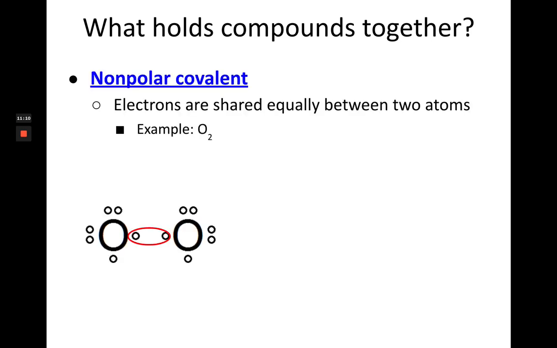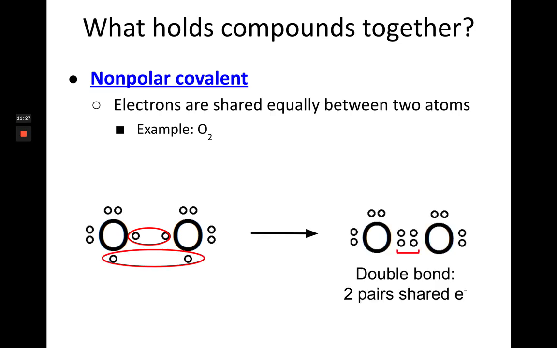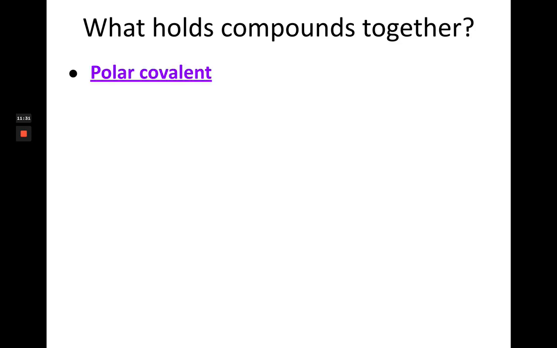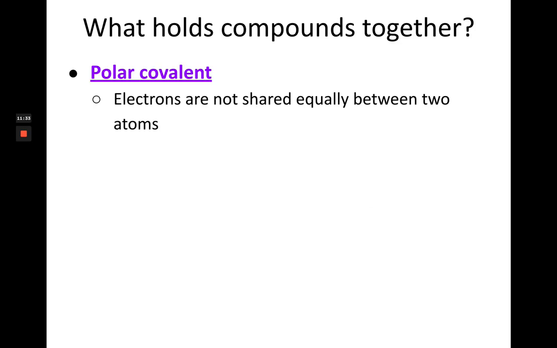So nonpolar covalent is where the electrons are shared equally between two atoms. So O2 is an example of this. Those two electrons that are shared between the two oxygen atoms spend an equal amount of time around both oxygens, and so they stay nonpolar. Okay, that's different than polar covalent, where the electrons in fact are not shared equally.